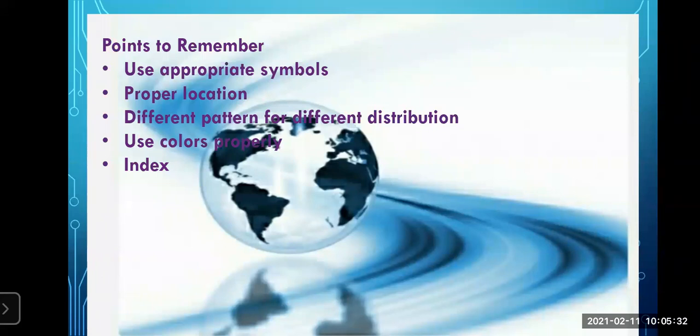And a very, very important thing here in map reading is the index. Marks are there for your index, and if you don't write the index, you're going to lose the mark over there. So the index column is very, very important. Of course, the title of the map, index column, proper location, all these things are considered when your map is filled.